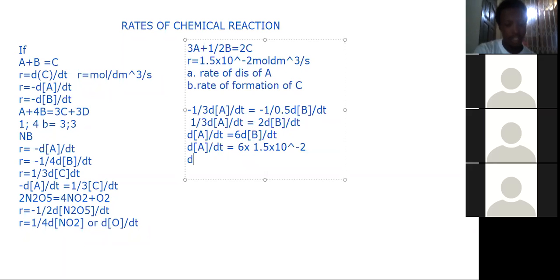So then you can get the rate of disappearance of A, dA dt. What are you getting, please? 9.0 times 10 raised to the power negative 2. So let's not forget to add our mole per dm cube per second.